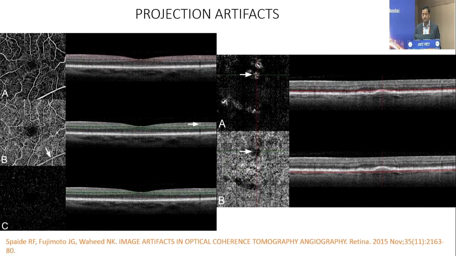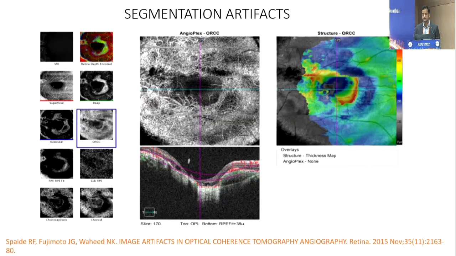Other artifacts which we commonly see are the projection artifacts, in which the superficial layers are superimposed on the deeper layers, like in this image on the left. On the right, on top of the PED, there is a deep vascular complex which is superimposed on the PED, and it can be erroneously interpreted as a neovascular complex, and we may end up treating this patient.